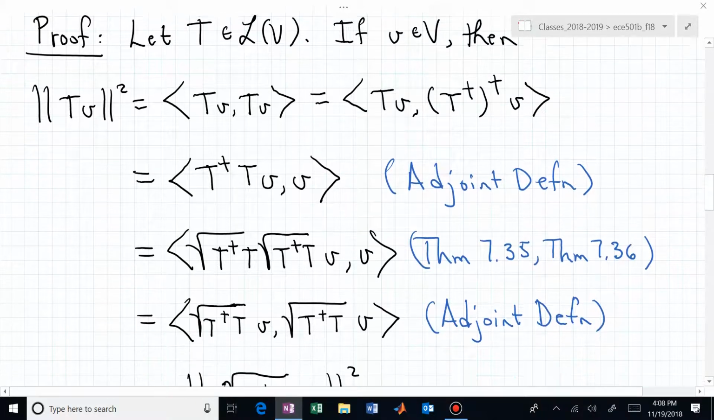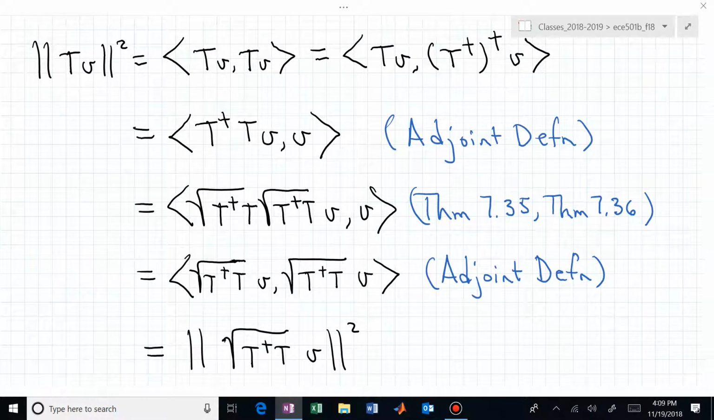Now, going back into chapter 7 to find theorem 35 and 36, we can say, oh, T dagger T is a positive operator, and for that reason it has a unique positive square root. Meaning we can now factor this positive operator T dagger T into two pieces. Its square root, its unique square root.